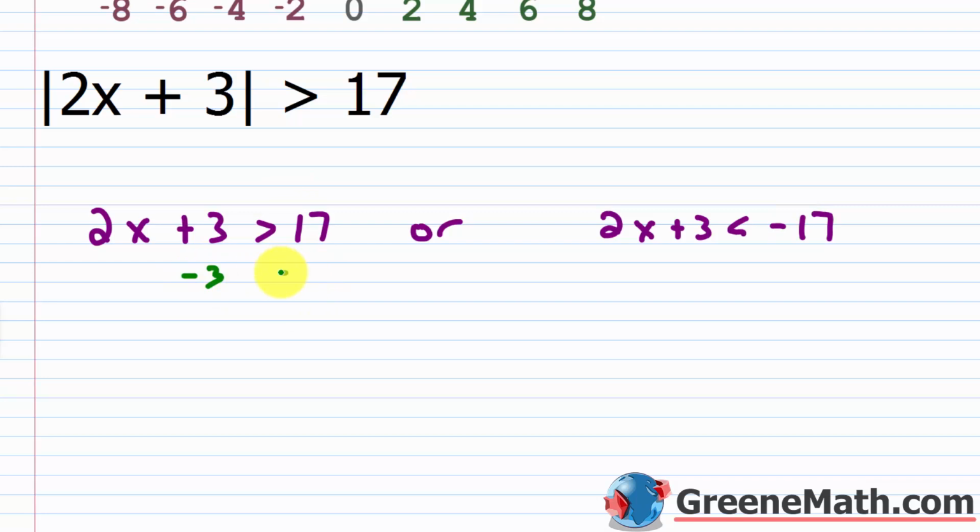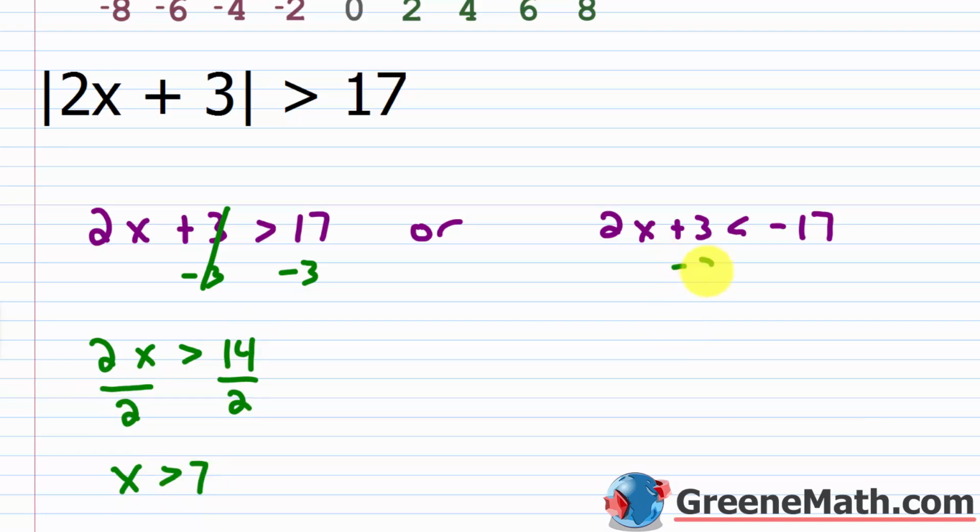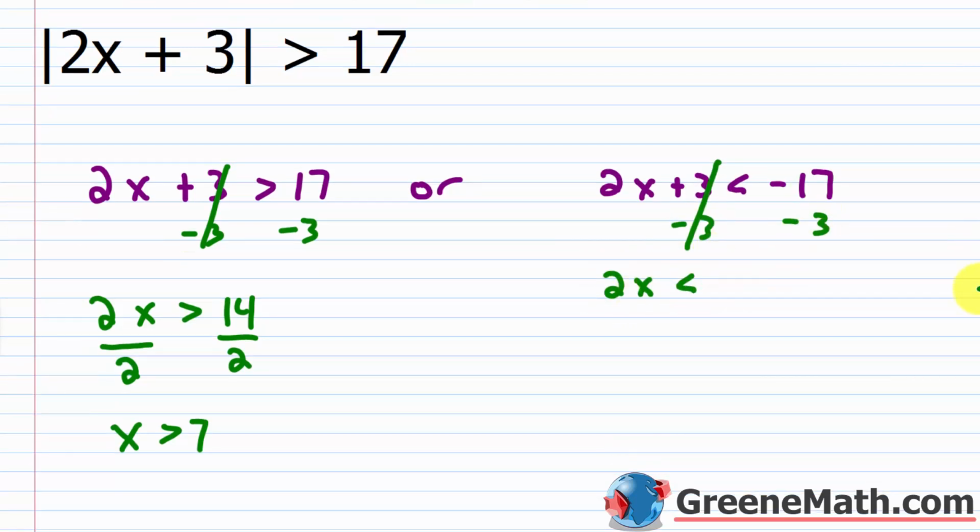For this one, I would just subtract 3 away from each side. I would get 2x is greater than 17 minus 3 is 14. Divide both sides of the inequality by 2. I get x is greater than 7. Okay, over here, if I subtract 3 away from each side of the inequality, that cancels. I get 2x is less than negative 17 minus 3 is negative 20. Divide both sides by 2, and we're going to get that x is less than negative 10. Okay, so we got that x is greater than 7 or x is less than negative 10.